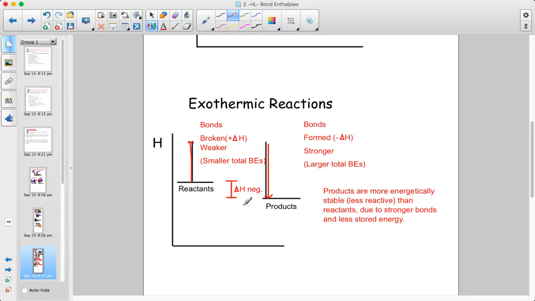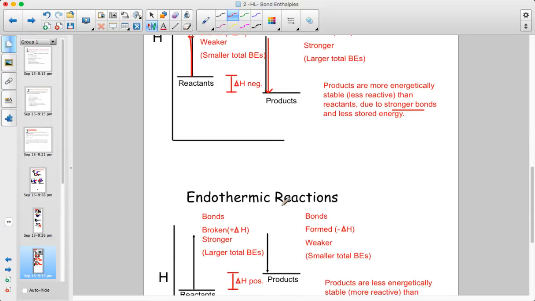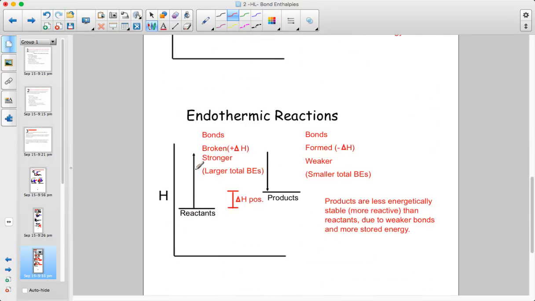So I mentioned on the enthalpy diagram page that in exothermic reactions, you have products that have less stored energy and they're more stable. Well, part of the reason why they're more energetically stable is that they've got stronger bonds. So if the products have stronger bonds than the reactants, you get exothermic reactions and a net release of energy. Endothermic is the opposite. It takes more energy to break the bonds than you get back out when you form the products. That leads to a net input or absorption of energy. And so the products are less energetically stable because they've got weaker bonds.